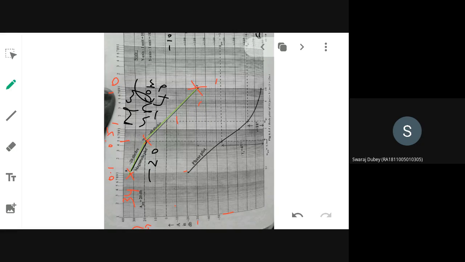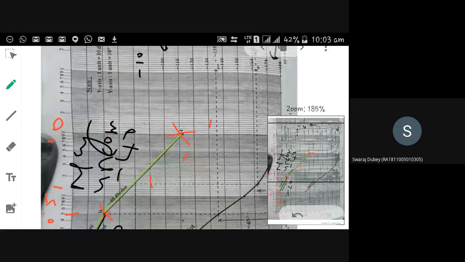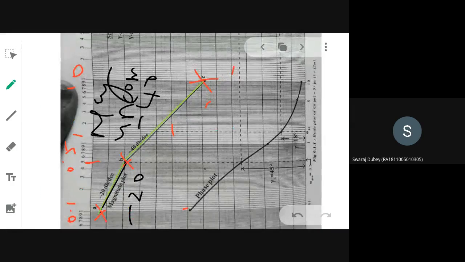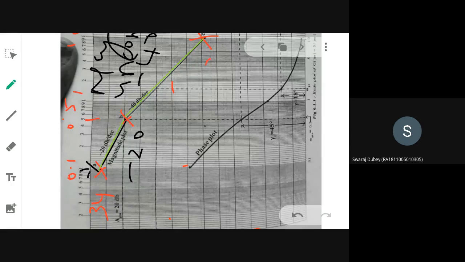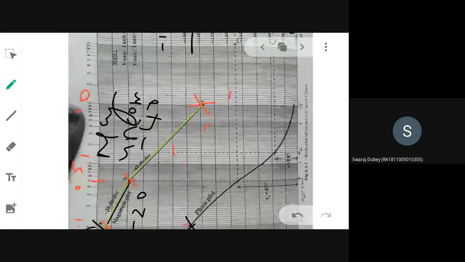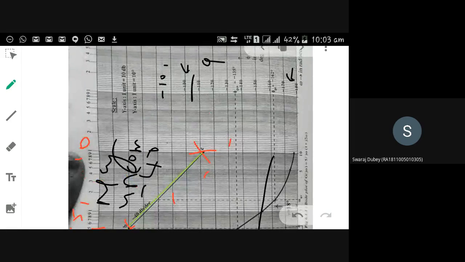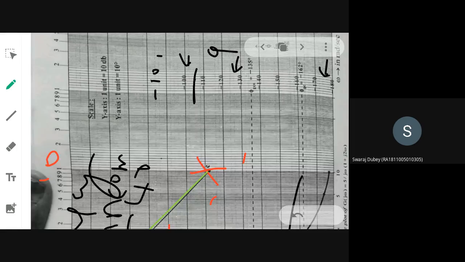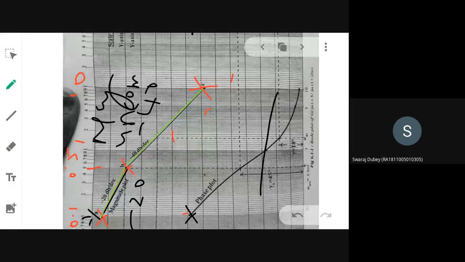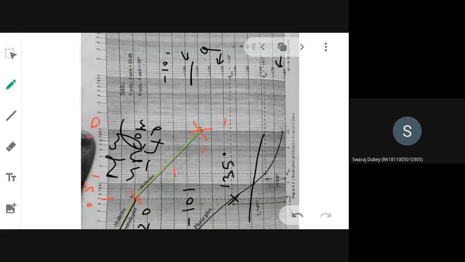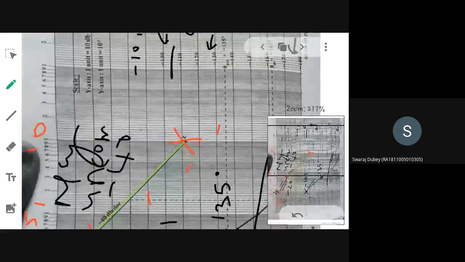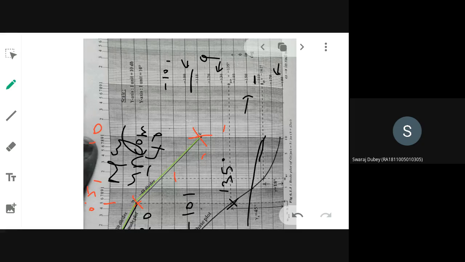Minus 101, yes ma'am. So here you will have minus 101, corresponding to 0.1. What is the next value? At 0.5, what is the value? Minus 135. Half the value will be minus 135. So this is my 135, this is minus 101. Then for 1, they have calculated minus 153. Here around I will have 153.